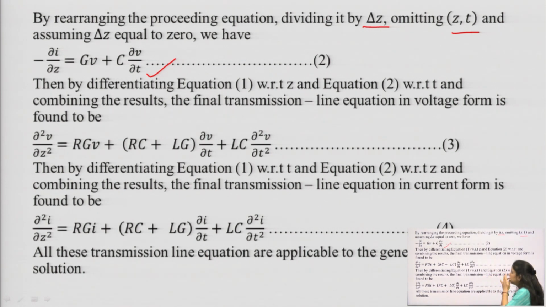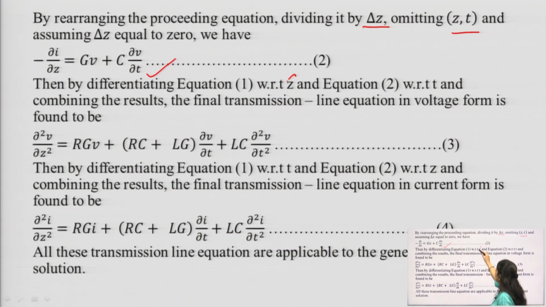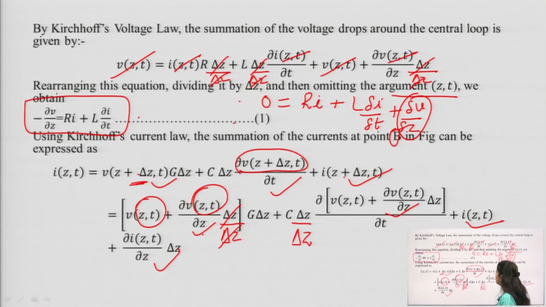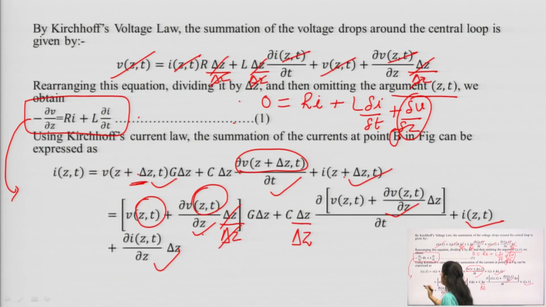Now, by differentiating equation 1, this is our equation 1, with respect to z and equation 2 with respect to t, this is our equation 2, and then combining, we will have the result here. So, what will we be able to do? I am going to take a small step for you. When you differentiate it, what will you get? With respect to what are we going to differentiate it? With respect to z.